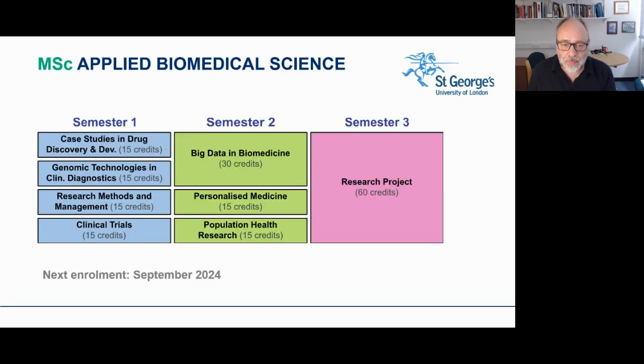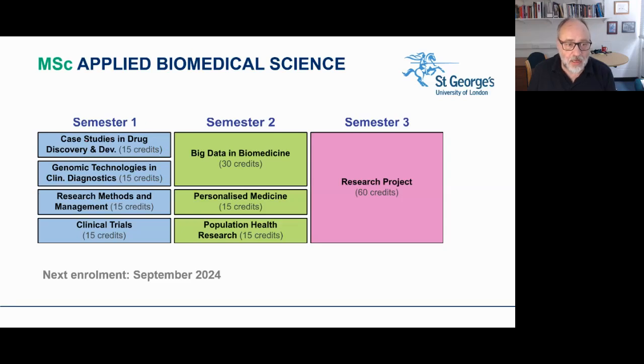So let's then start looking at the course in a bit more detail. Like every one-year postgraduate science course, the MSc Applied Biomedical Science consists of 180 credits. And you can see we have 8 modules spread over 3 semesters.